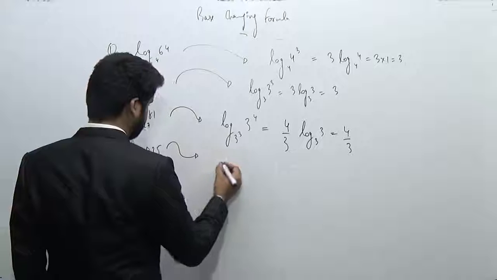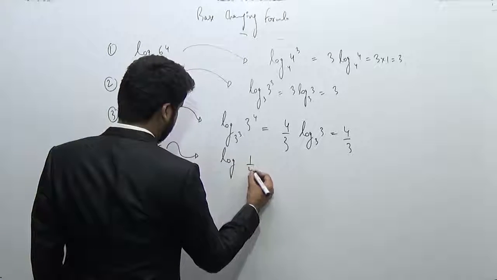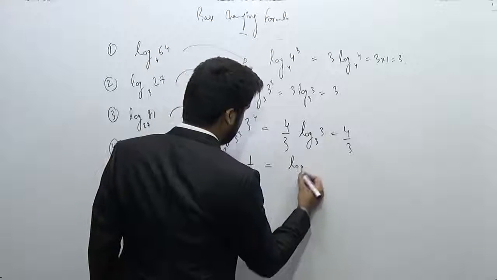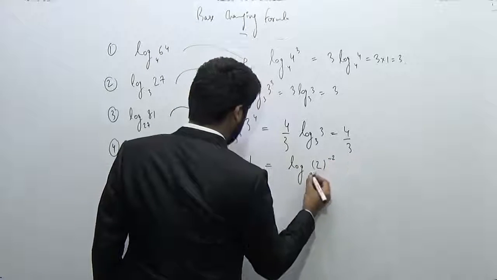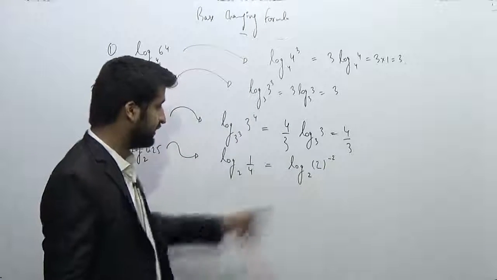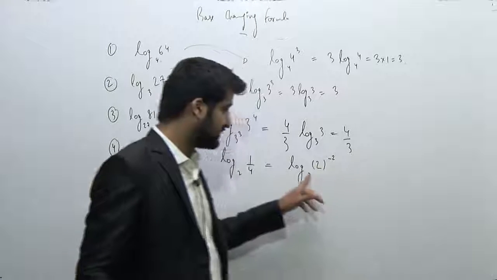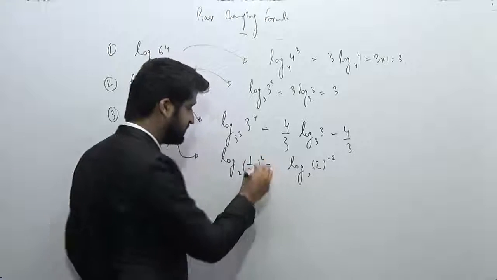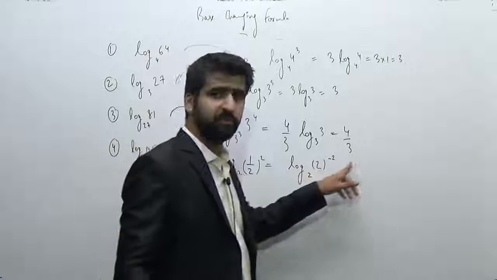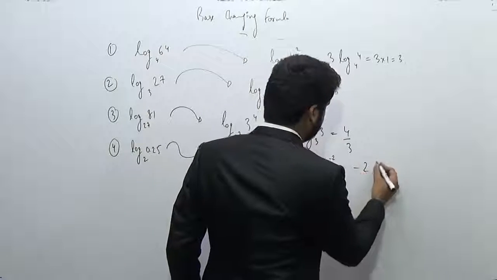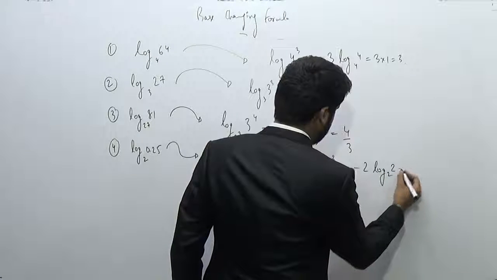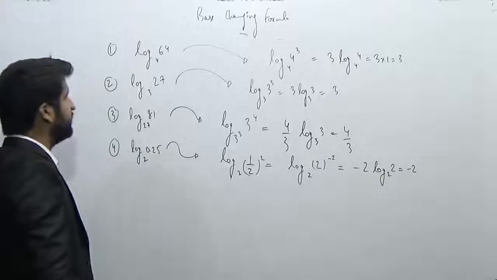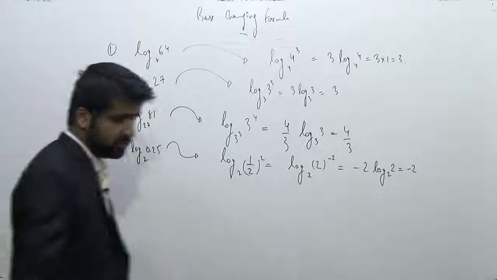This can be written as log 1 upon 4 to the base 2, right? Which is nothing but log 2 to the power minus 2. I guess everybody is able to understand why I write it as 2 to the power minus 2, because it can be written as 1 upon 2 square. Now because this is in reciprocal, this can be written as 2 to the power minus 2. Now this thing is minus 2 log 2 to the base 2, which is minus 2 only. So these are the answers to these questions.